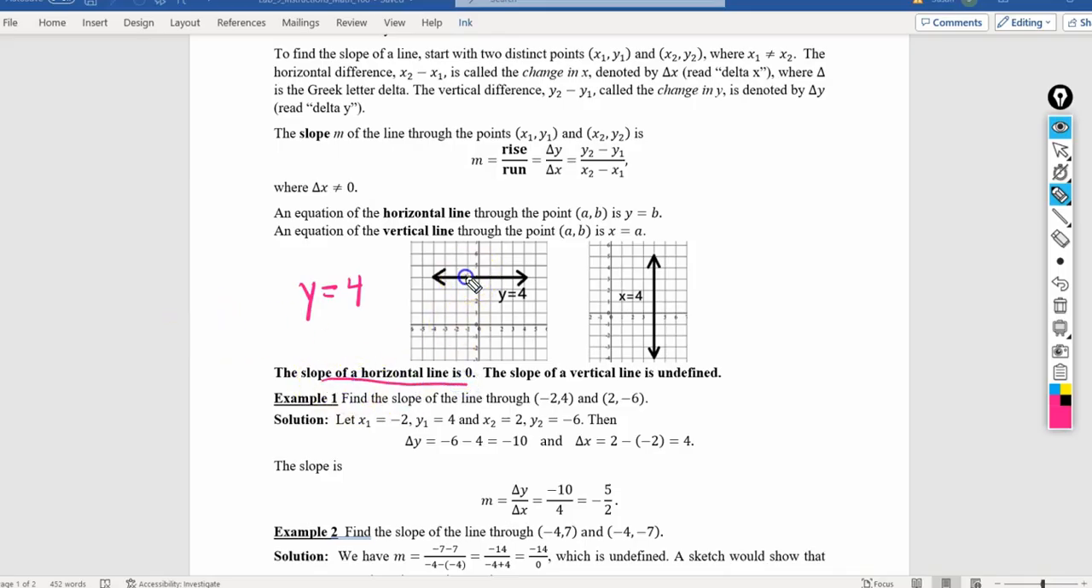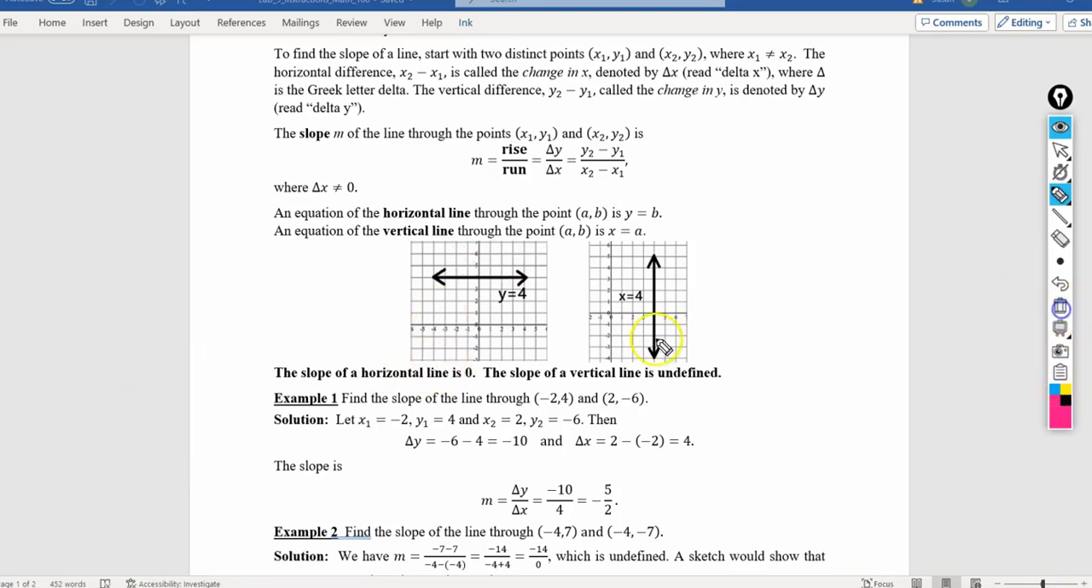So the slope of a horizontal line is 0. You could check that. You could have any 2 points on this line. So if I take them from left to right, this is -1, 4, and this is 2, 4. And if I do the slope, it's going to be the difference in the y coordinates divided by the difference in the x coordinates. And so I'm going to get 0 in the numerator and 2 plus 1 in the denominator, and 0 divided by 3 is 0. So the slope is 0.